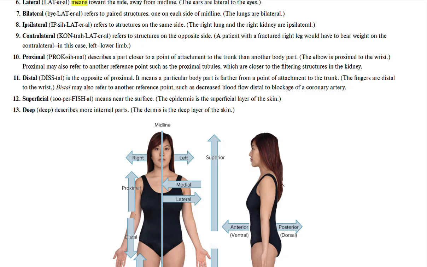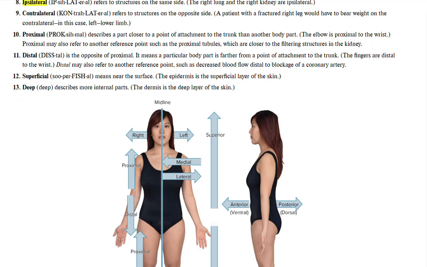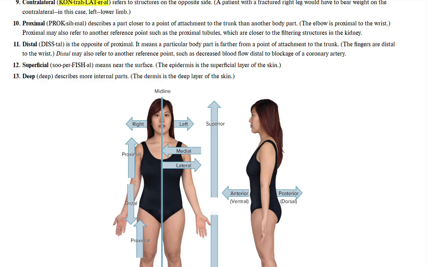Lateral means toward the side, away from midline. The ears are lateral to the eyes. Bilateral refers to paired structures, one on each side of midline. The lungs are bilateral. Ipsilateral refers to structures on the same side. The right lung and the right kidney are ipsilateral. Contralateral refers to structures on the opposite side. A patient with a fractured right leg would have to bear weight on the contralateral, in this case, left lower limb.